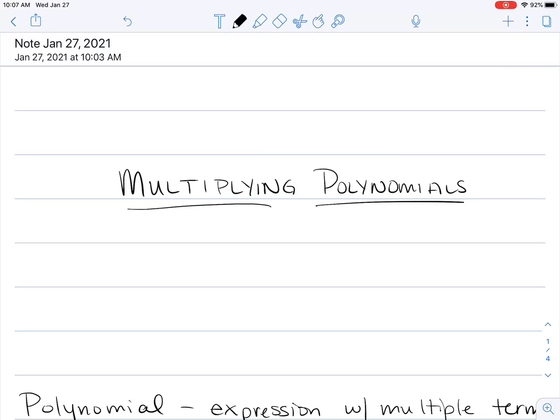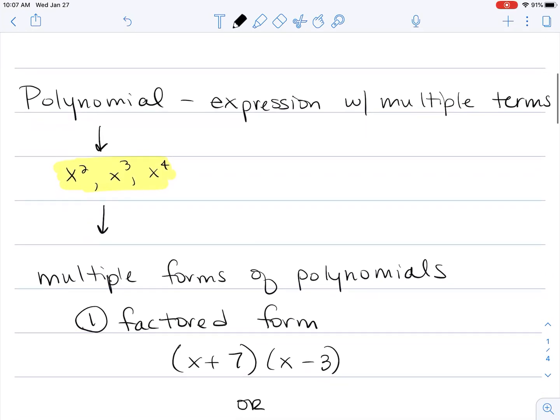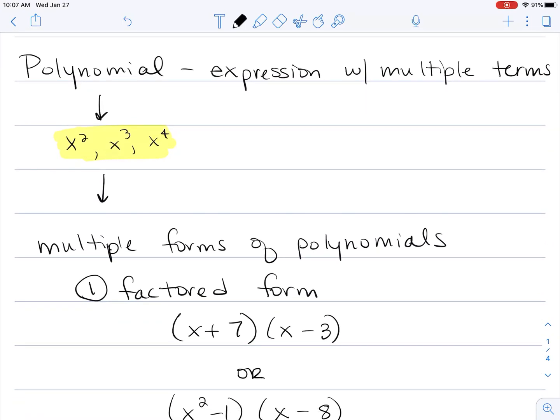The focus of this video is to review multiplying polynomials. And while the focus is not to give the initial instruction, it's just to bring back the big idea here. So just so that we understand the words that we're using, a polynomial is an expression with multiple terms. A lot of times you'll see those terms start with x squared or x cubed or x to the fourth. So we're talking about higher powered expressions, meaning higher exponents, all right?